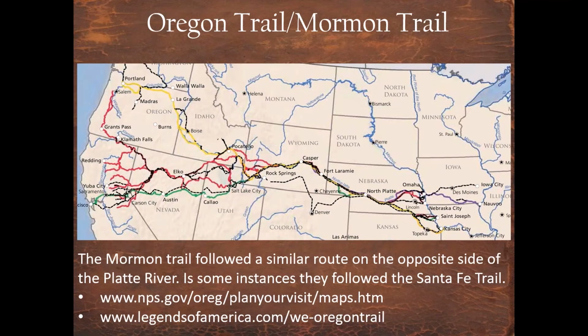They followed nearly the exact same route. The difference in the Mormon Trail was that they traveled on the opposite side of the river. They kind of forged their own path to keep their people together in safety, as they put it. But they pretty much traveled along the Platte River. So you can see the different iterations from where people would have started.